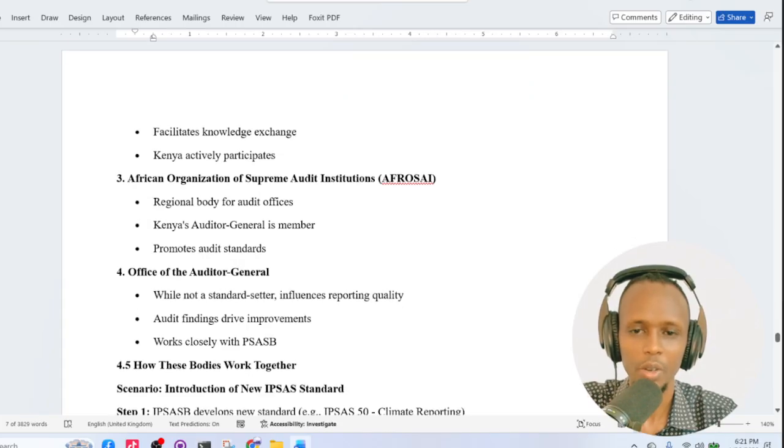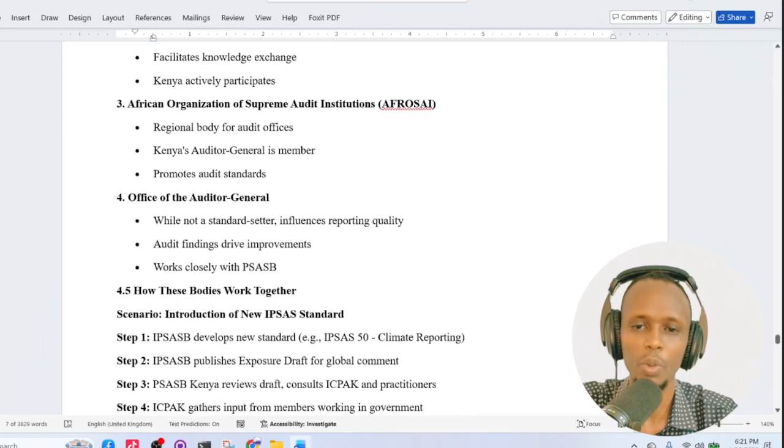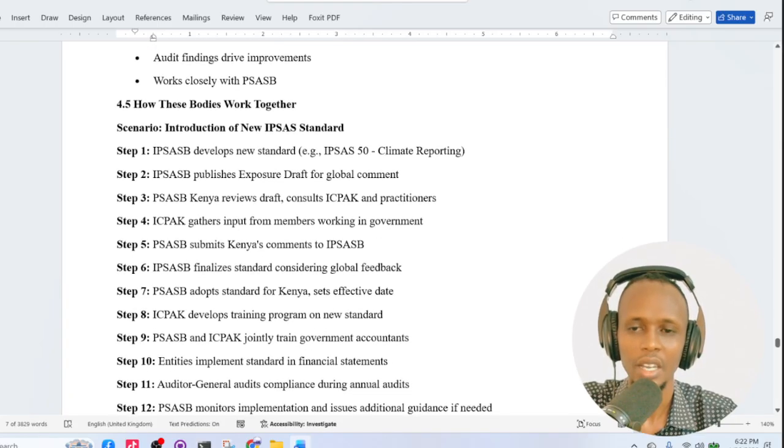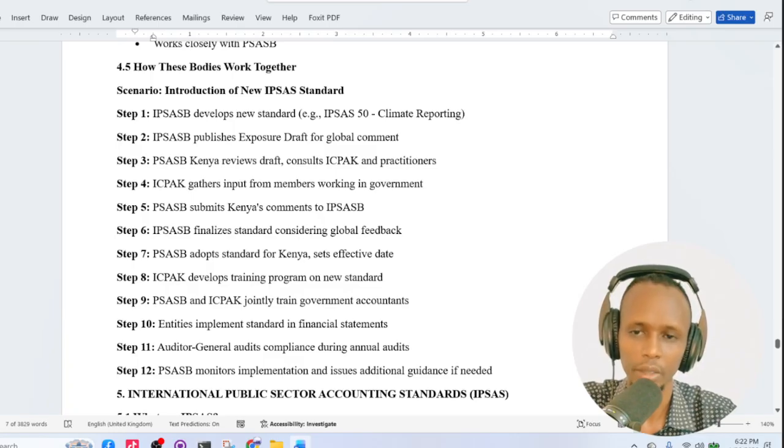And then there's Africa Organization of Supreme Audit Institution, AFROSAI, regional body for audit offices. Kenya Auditor General is a member, and they promote audit standards. Office of the Auditor General, while not a standard setter, influences reporting quality because they give us the feedback. Auditor findings drive improvements, and we work with the National Treasury and the board. They work together collaboratively.